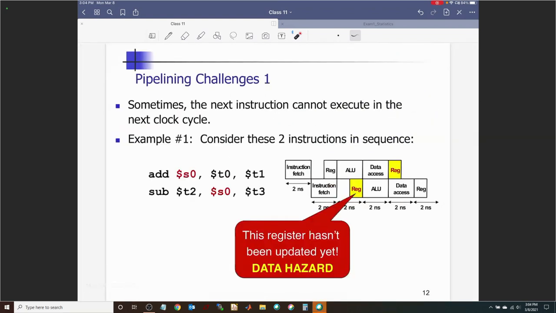A few challenges, and this will essentially indicate why we actually need those interstage pipeline buffers. The first problem that we will look at is called data hazard. Sometimes the next instruction you want to put into your pipeline cannot execute in the next clock cycle. For example, think about these two instructions back to back. There is an add instruction immediately followed by a subtract instruction. What are you doing here? You are taking the contents of this guy and this guy, and you are adding them.